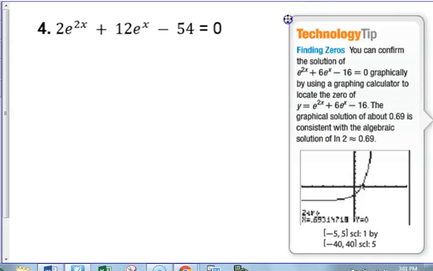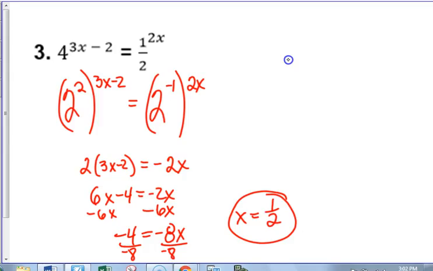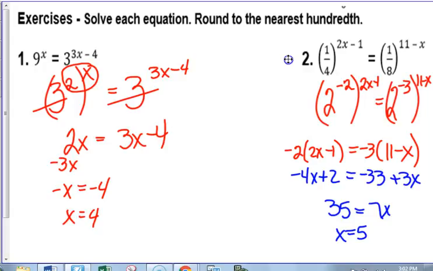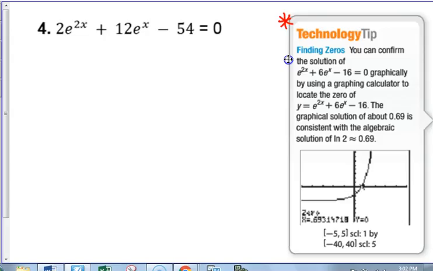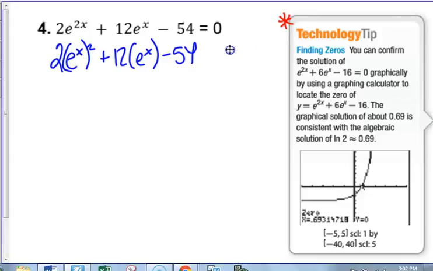All right. This little side note over here says you could really solve any of these by graphing. Okay. So the problem with a lot of these, if you solve by graphing, is finding an appropriate window. When the answer is 0.112, depending what the graph looks like, it can be hard to find a window that'll show that very clearly. So you could graph this, but can we do it the way we just talked about, a u substitution? What would this be? 2 e to the x squared plus 12 e to the x minus 54. If I call u e to the x, what do I get?